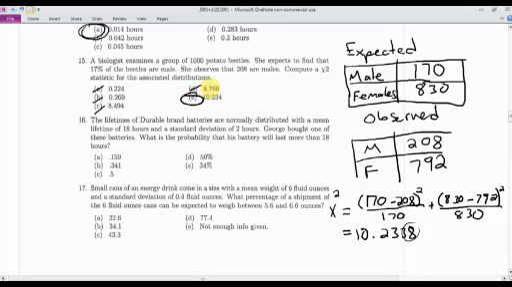Our chi-squared is just 10.234. Okay, so question 15, E. Let's move on to question 16.